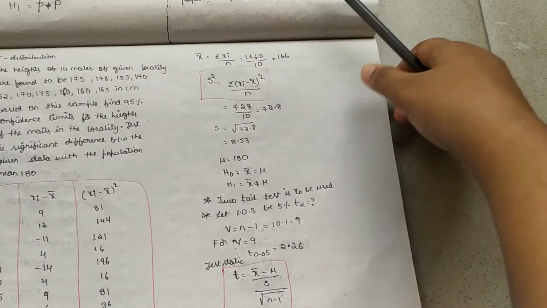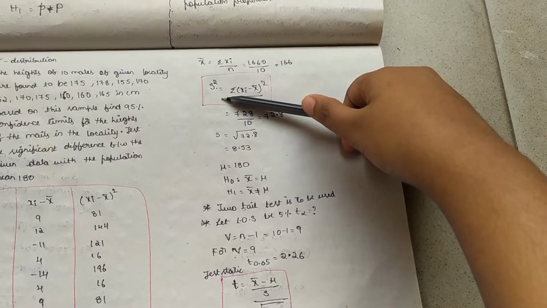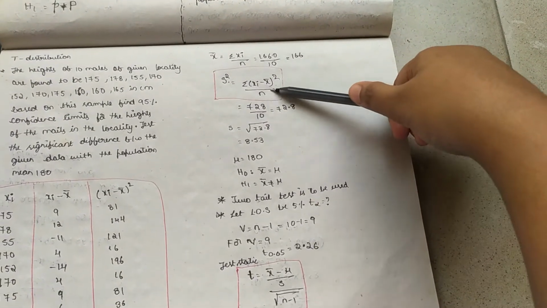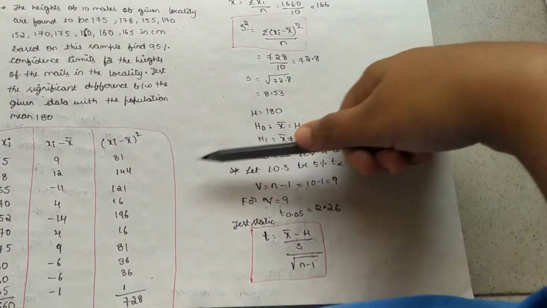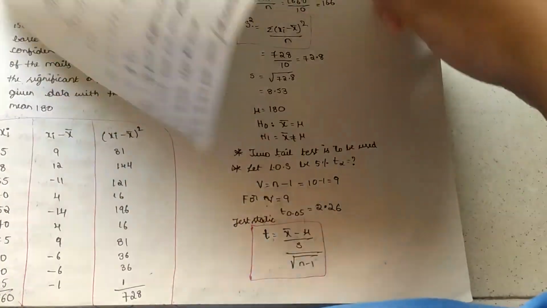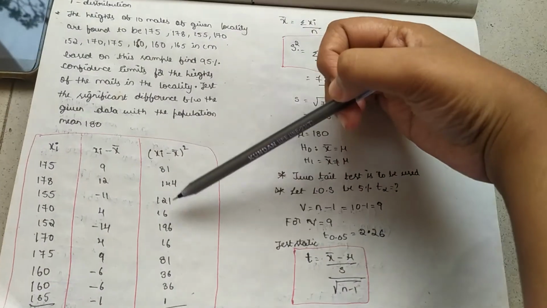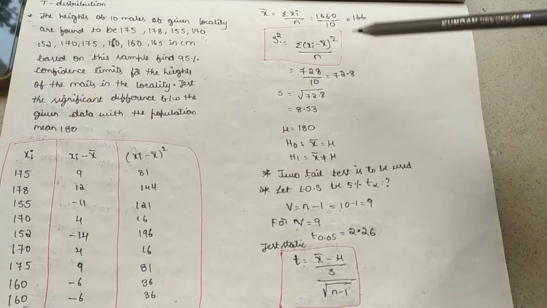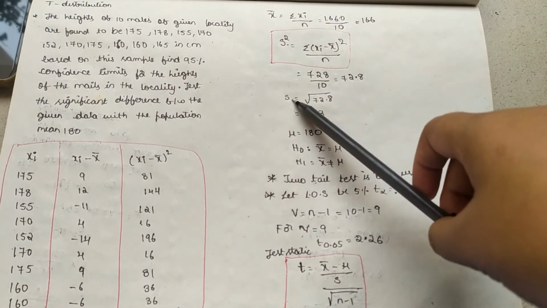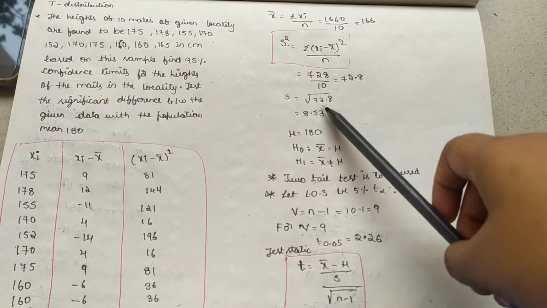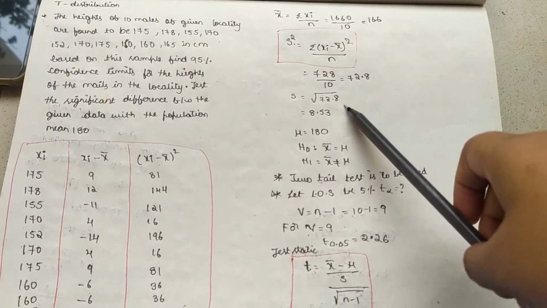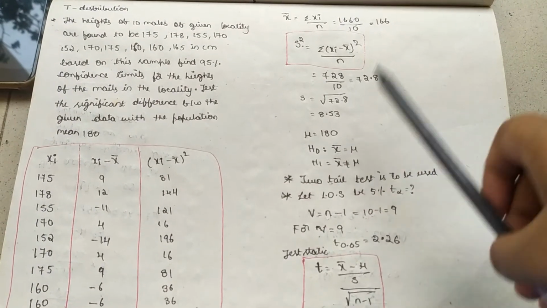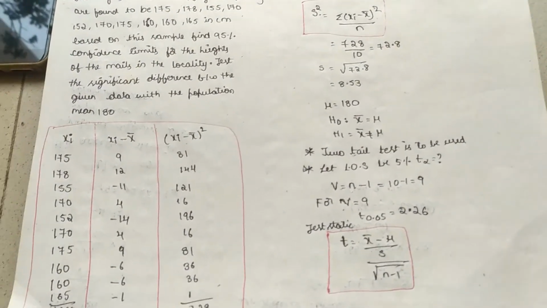After that, the formula is s square equals summation of xi minus x bar whole square by n. The summation of xi minus x bar whole square is 728. So 728 by n, where n is the total number of values, that is 10, equals 72.8. So here we have s square, so we have to take the root. The root value of 72.8 is 8.53.